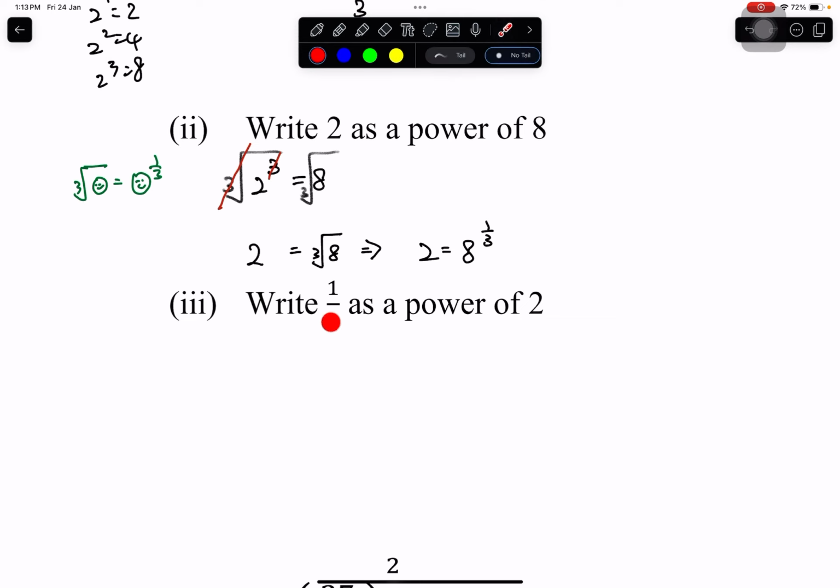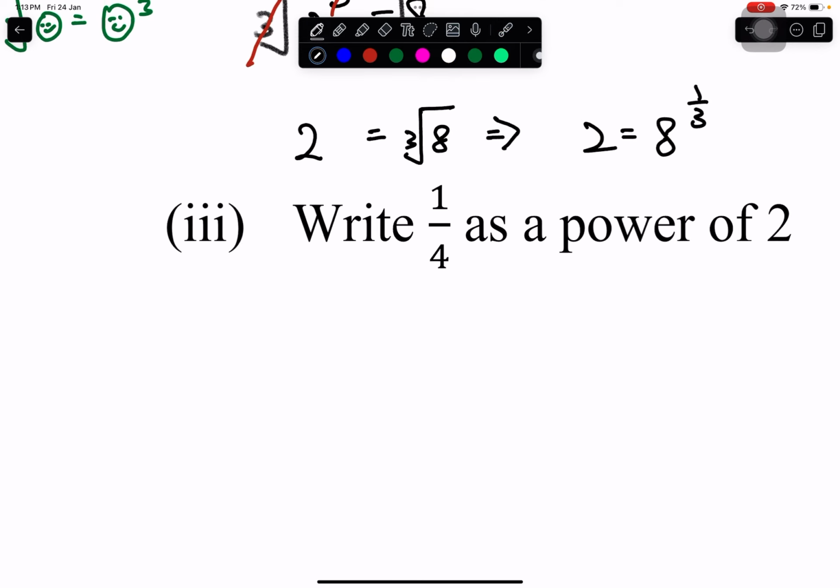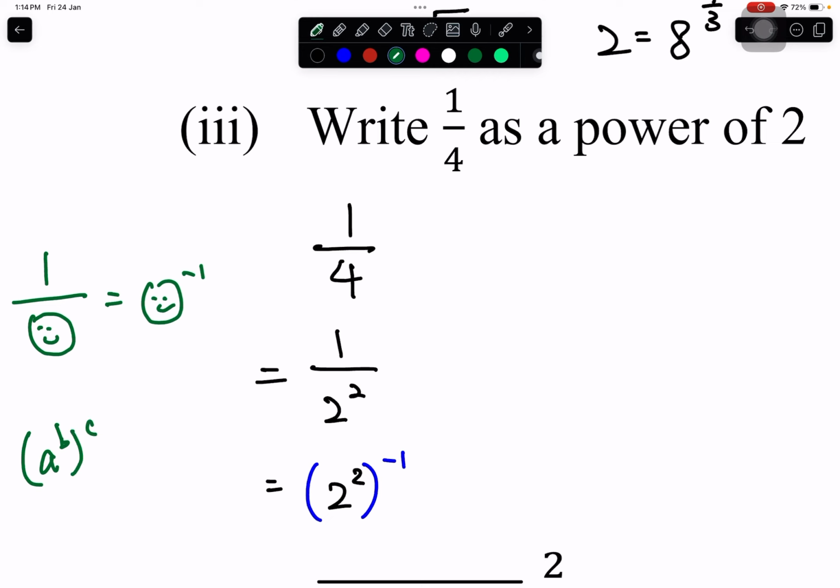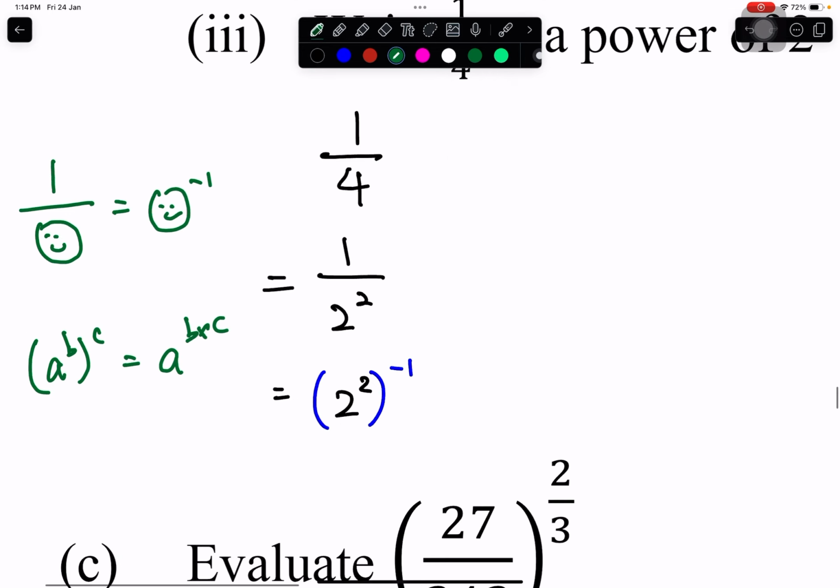Write down 1 over 4 as a power of 2. So 1 over 4. That is 1 over 2 squared, right? And because we remember 1 over something is equal to something to the power of negative 1, we're going to have 2 squared, the entire thing, to the power of negative 1. Then we apply the power of a power: a to the power of b times c. Okay, sorry, let me make it clear. It's 2 times negative 1, which is 2 to the power of negative 2.